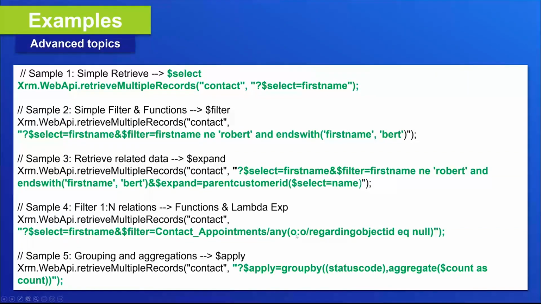So let's see, you have a variable here, I'll just call it O, and then I can access the attributes of the related appointments and apply some conditions there.